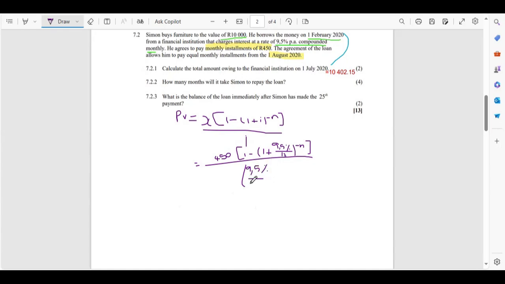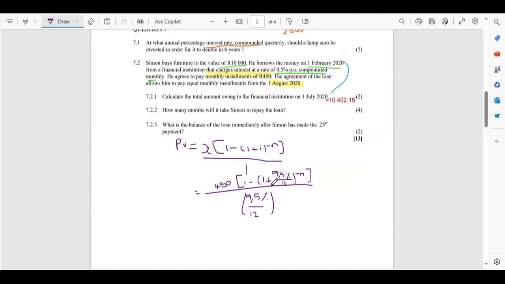All to the power of 12. Now, what is my present value? Remember, this person didn't start by paying the loan immediately. He started paying for the loan on 1 August. Hence, my present value would be the amount that he owed on 1 July 2020.